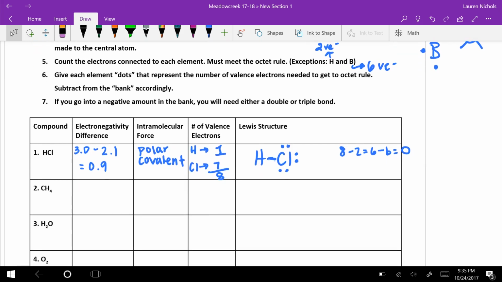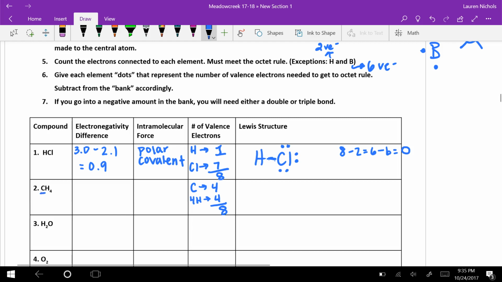If we do the same thing with carbon and hydrogen, you can calculate the electronegativity difference and intermolecular forces on your own, but if we're just counting up valence electrons, we know that we have 4 valence electrons that come from carbon, and we have 4 hydrogens, so that will give us a total of 4. And altogether we have 8 valence electrons in our bank that are going to participate in bonding.